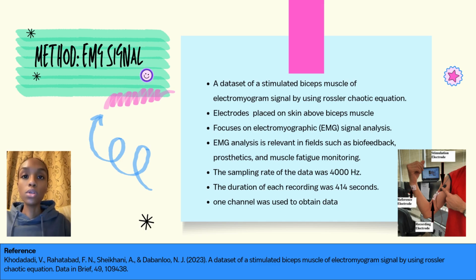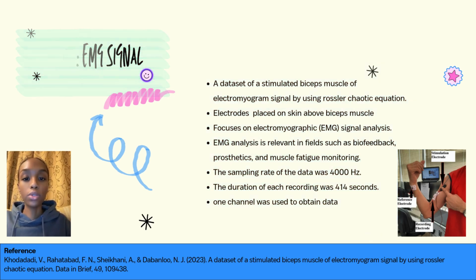The file we used contains data from one of the 10 participants, a right-handed female, who participated in the study. The sampling rate of the data was 4,000 Hz, meaning that 4,000 samples were taken per second, and the duration of each recording was 414 seconds, providing a time frame of over 6 minutes, during which the muscle activity was continuously recorded. This allows for a detailed analysis of the EMG signal frequency and temporal characteristics.